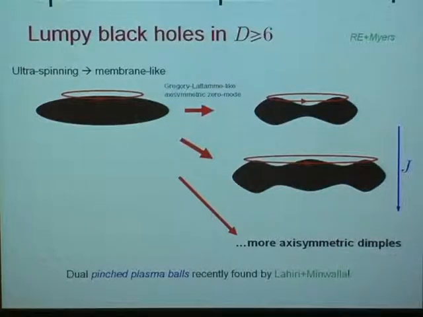It turns out that very recently, not these solutions, but the duals, the plasma balls, have been constructed by Lahiri and Minwalla. So doing the analysis of the hydrodynamic limit of the CFT, they found the solutions that should correspond to precisely this kind of black holes. So they really seem to be there. Now, this is one of the things that we found, say, using qualitative methods.